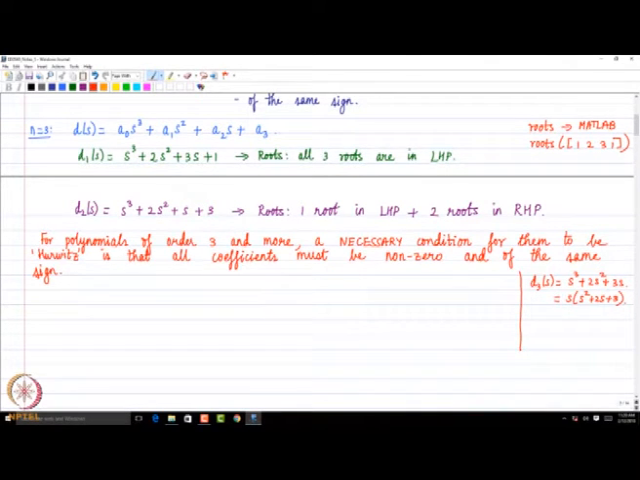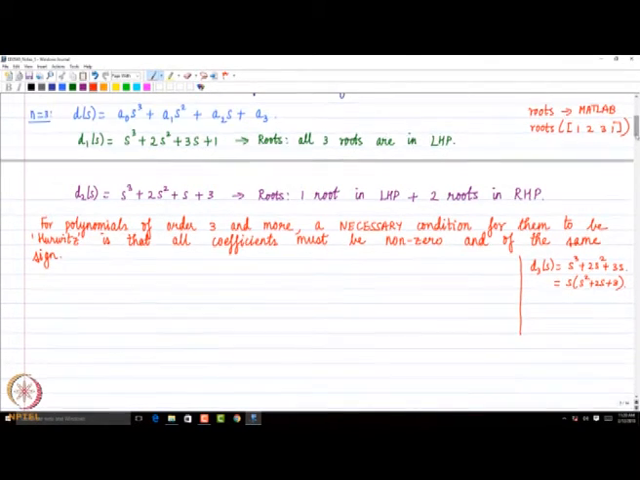We need something more. What is that something more? That's what we are going to learn now. Okay, so what is that something more? For sufficiency, we construct the Routh array.